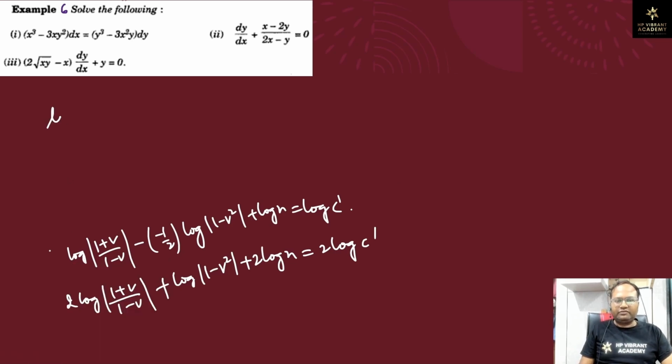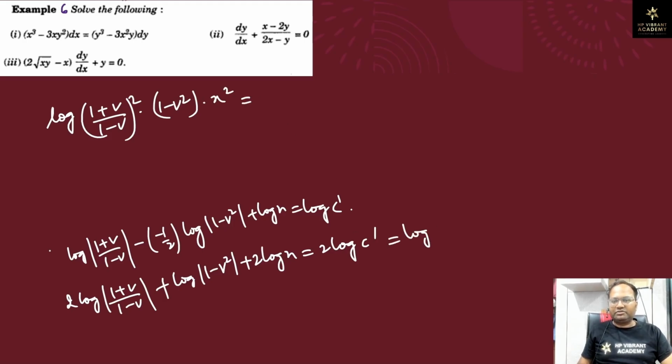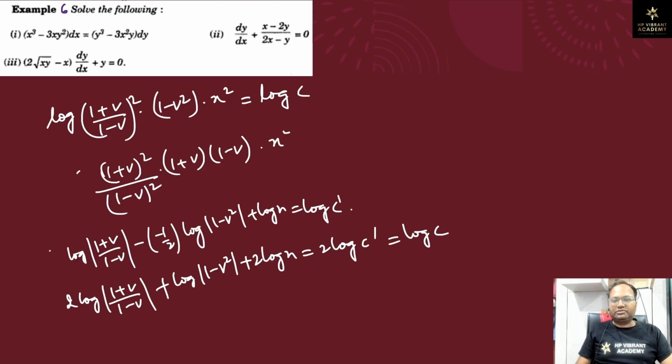So this is log of ((1 plus v upon 1 minus v) whole square times (1 minus v square)) into x square is equal to 2 log c dash, we can take as log of c. ठीक है, तो यहाँ से, let us equate this. So we have this as (1 plus v) whole square upon (1 minus v) times (1 minus v square), we can write 1 minus v square as (1 plus v)(1 minus v). ठीक है, and this is whole square, x square is equal to c.